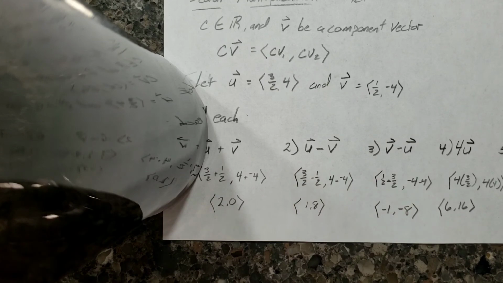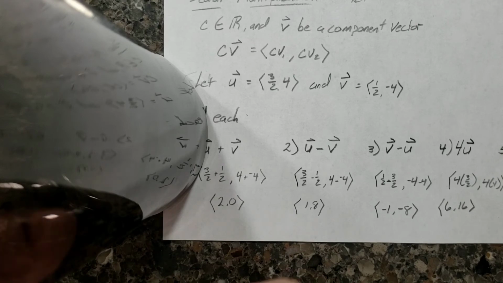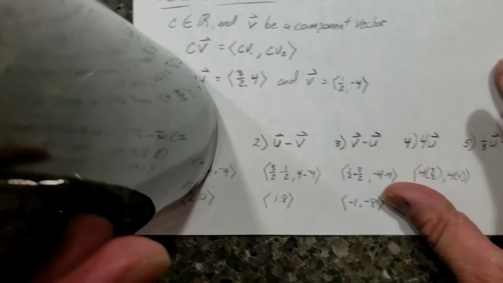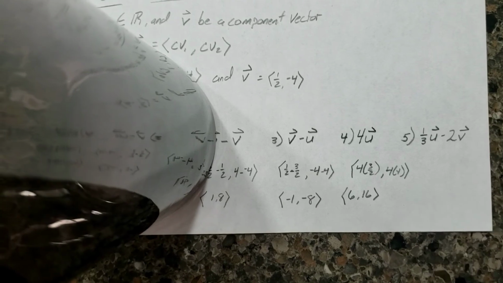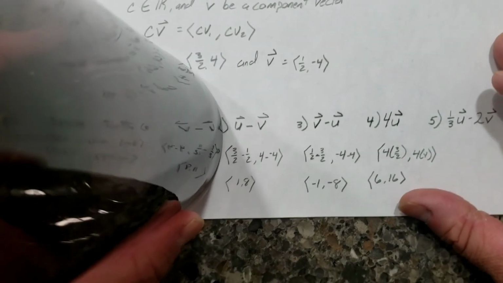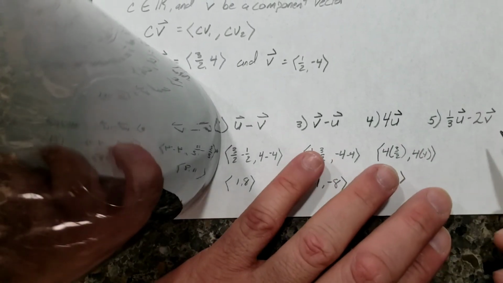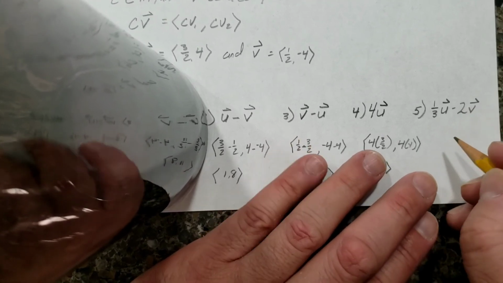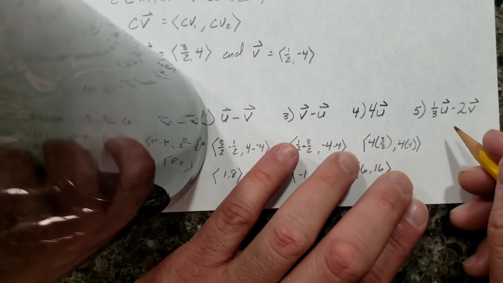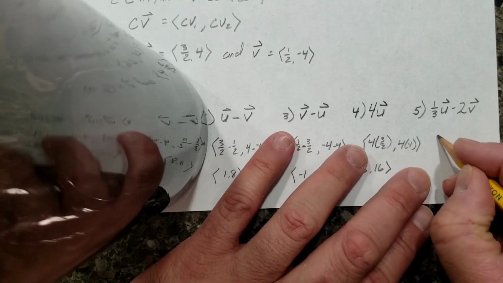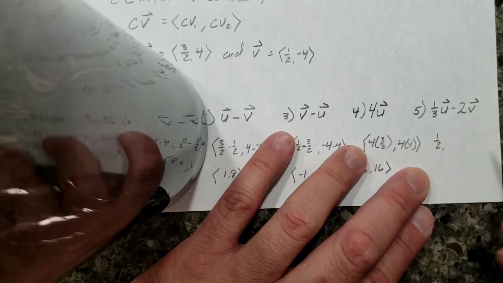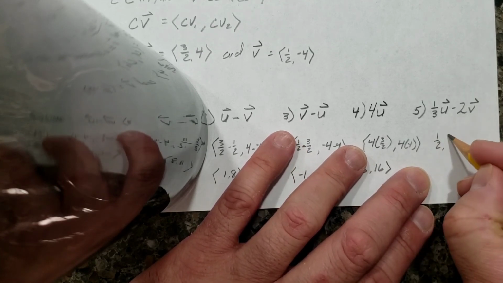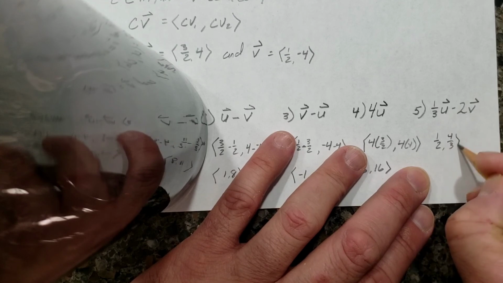Okay, and now number 5, I didn't leave much space there. 1/3 u minus 2v. So let me move this over. There we go. 1/3 times the first component of u, which is 3/2, ends up being 1/2. And 1/3 times 4 ends up being 4/3.